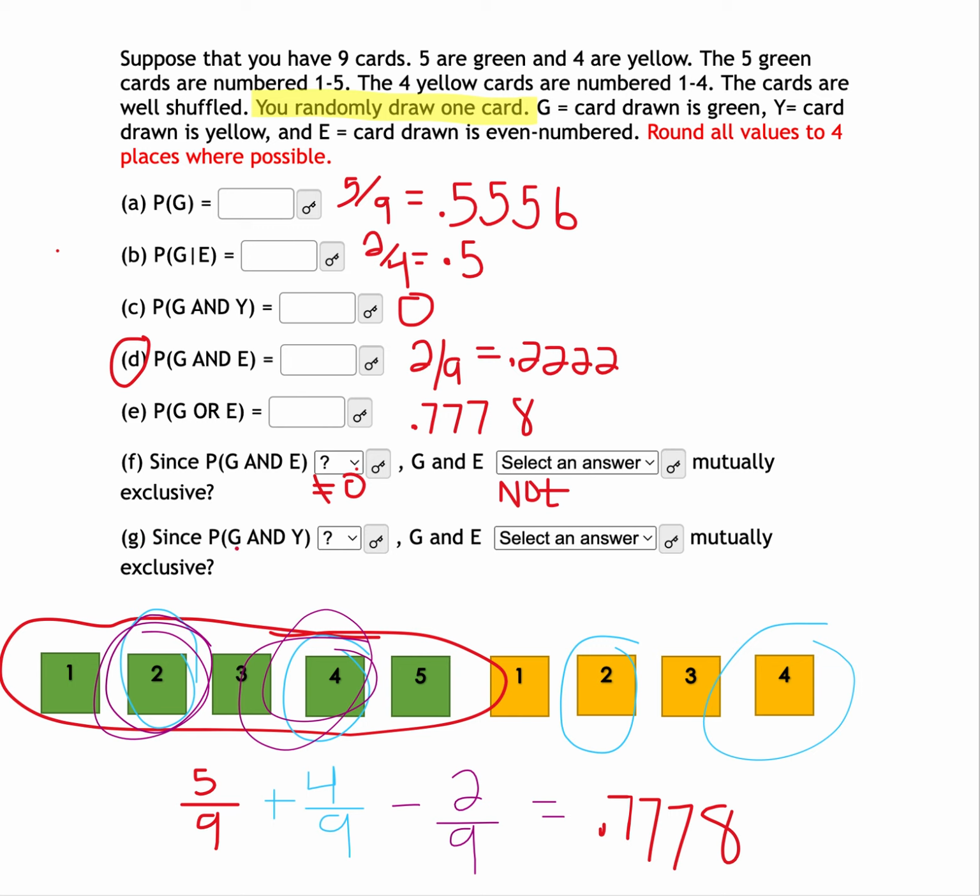G says the probability of G and Y, meaning the probability of picking a card that is green and yellow, is equal to 0. You can't have a card that is green and yellow in this case. You either pick a green one or a yellow one. Because they cannot happen at the same time, we would say they are mutually exclusive.